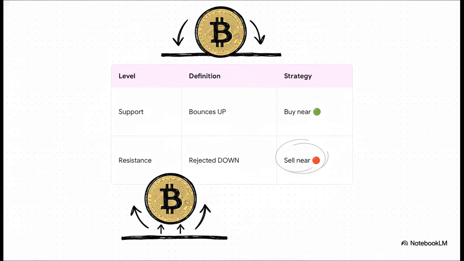Next up is support and resistance. Think of price action like a rubber ball trapped inside a room. Support is the floor where the ball just keeps bouncing up from, like Bitcoin hitting a rock-solid floor at $60,000. Resistance is the ceiling where the ball hits and gets rejected back down, like repeatedly failing to break past $70,000. The ball's going to bounce between these levels until it finally breaks out. So your basic strategy? Buy near that support floor and sell near the resistance ceiling.